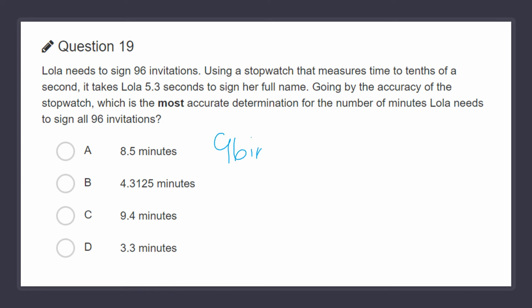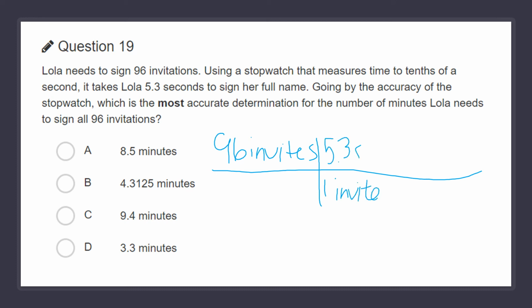96 invites. All right, and what do we know about every invitation? We know it takes her 5.3 seconds to sign her name. So one invite is 5.3 seconds. And notice where I put that one invite, I put it in the bottom so that I would eliminate with the invite in the top. And now we're in seconds, and we're looking for minutes.